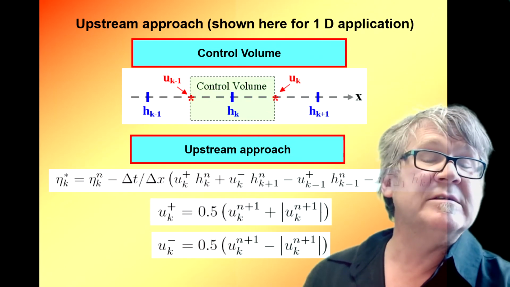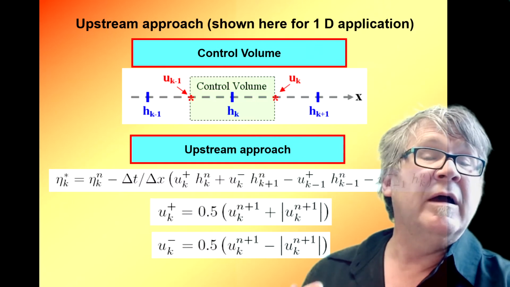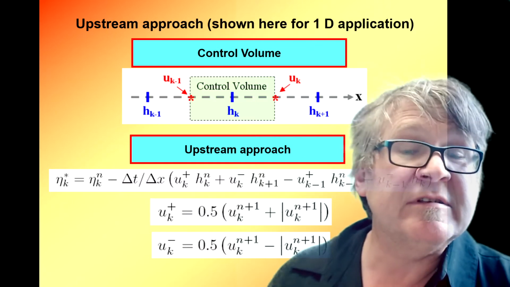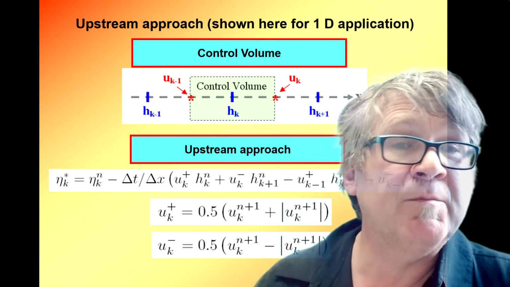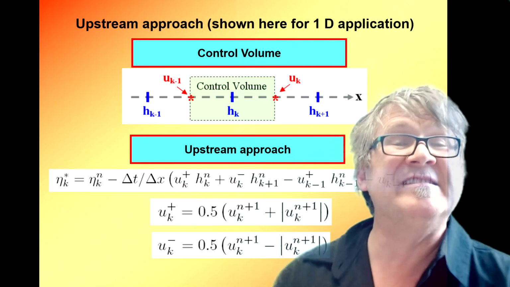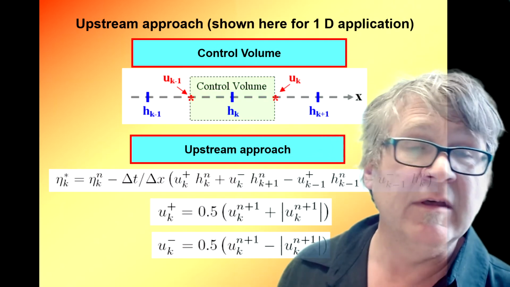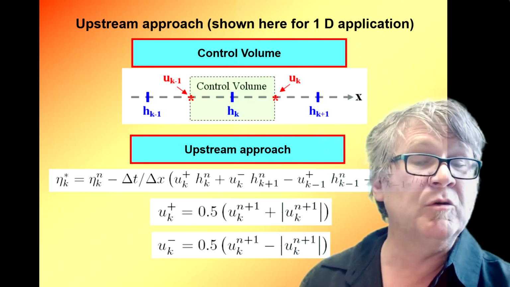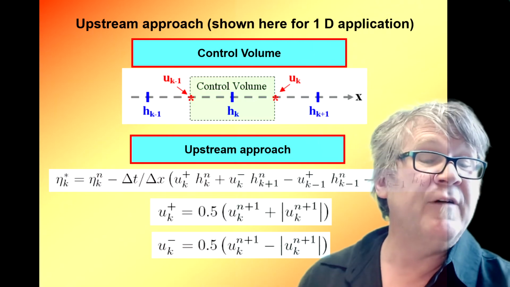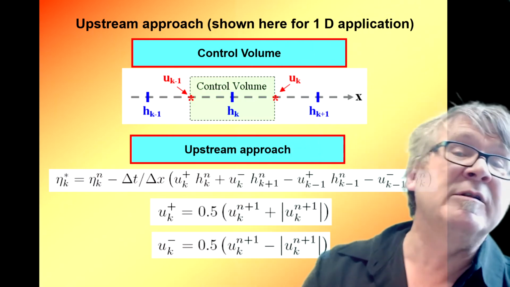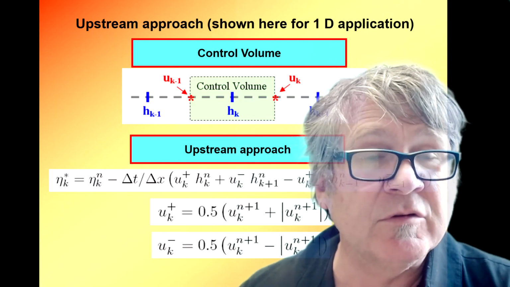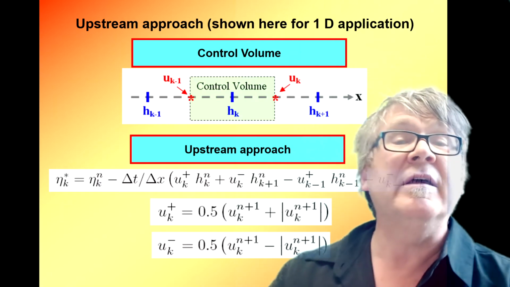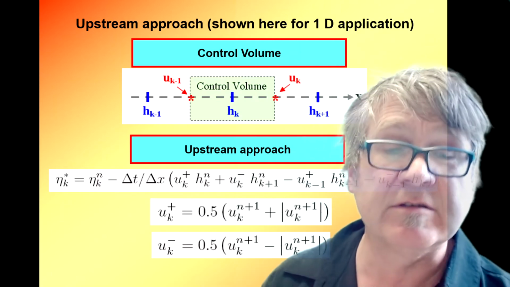This U_k plus is the same as the U if the U is positive, or it turns to 0 if the U is negative. You sort of have a switch with these formulations. This U minus is defined as equal to the negative value if U is negative, or it switches to 0 if U is positive.